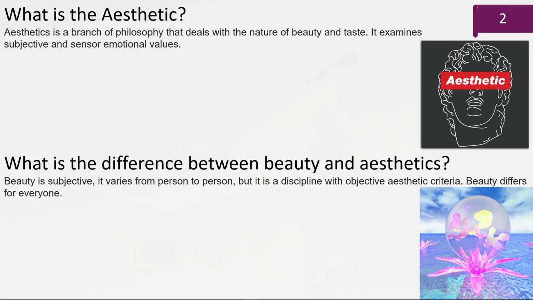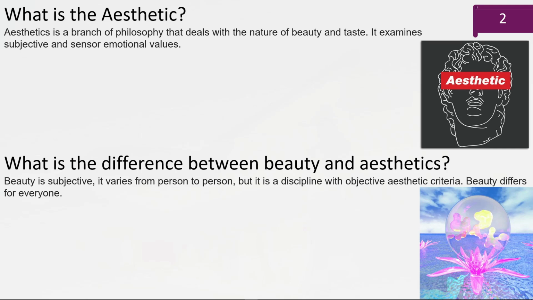Today I'm going to talk about aesthetics in architecture, and my final assignment is about organic architecture. What's aesthetics? Aesthetics, in a simple way, is a branch of philosophy that deals with the nature of beauty and taste, which means it's all about our emotional values. It's all about how we define things as beautiful or not beautiful. We can say it's optional from person to person.